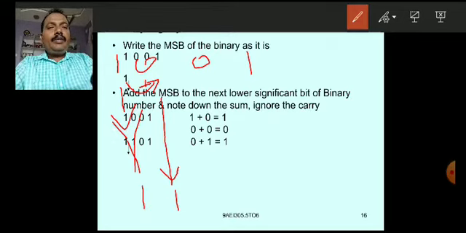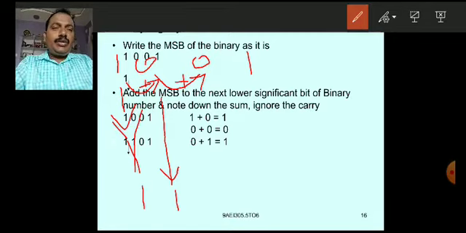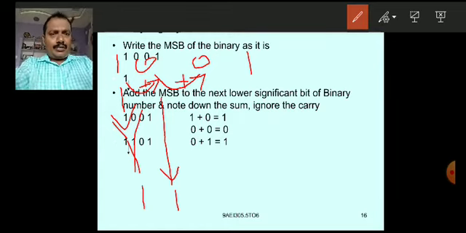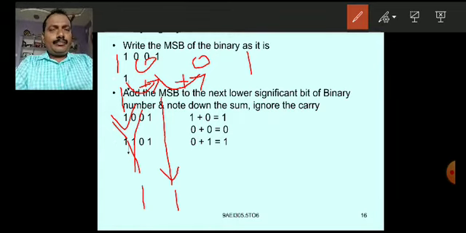And now take the next adjacent bits. These two are the next adjacent bits. Add these two: 0 plus 0. Sum is 0, carry is 0. If a carry is generated, you have to neglect it, that's all. 0 plus 0 is 0.